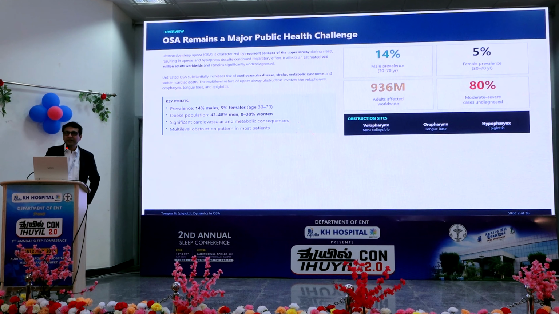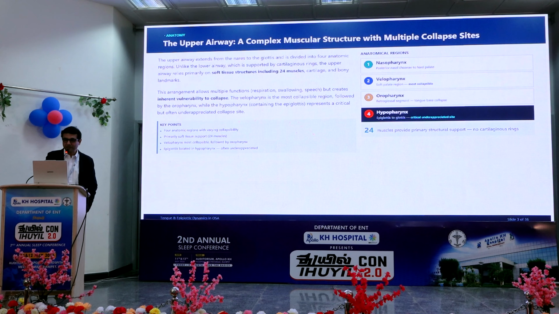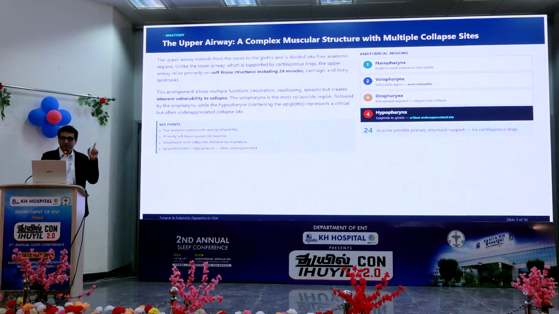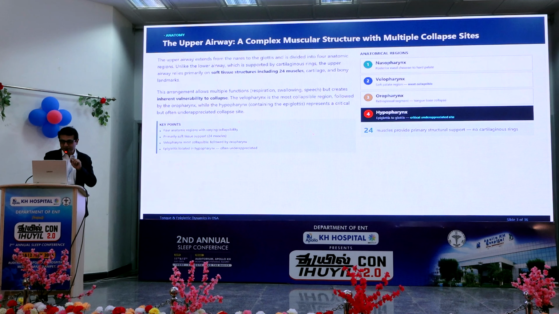The upper airway is a complex muscular structure. It starts from the nose to the glottis without any bony support. It has only muscular support, with almost 24 muscles playing a very important role in maintaining the airway, along with cartilage and little bony landmark. The nasopharynx, velopharynx, oropharynx and hypopharynx. The hypopharynx is a critical area, always underappreciated in sleep apnea surgery. We already discussed these areas of interest in sleep surgery.